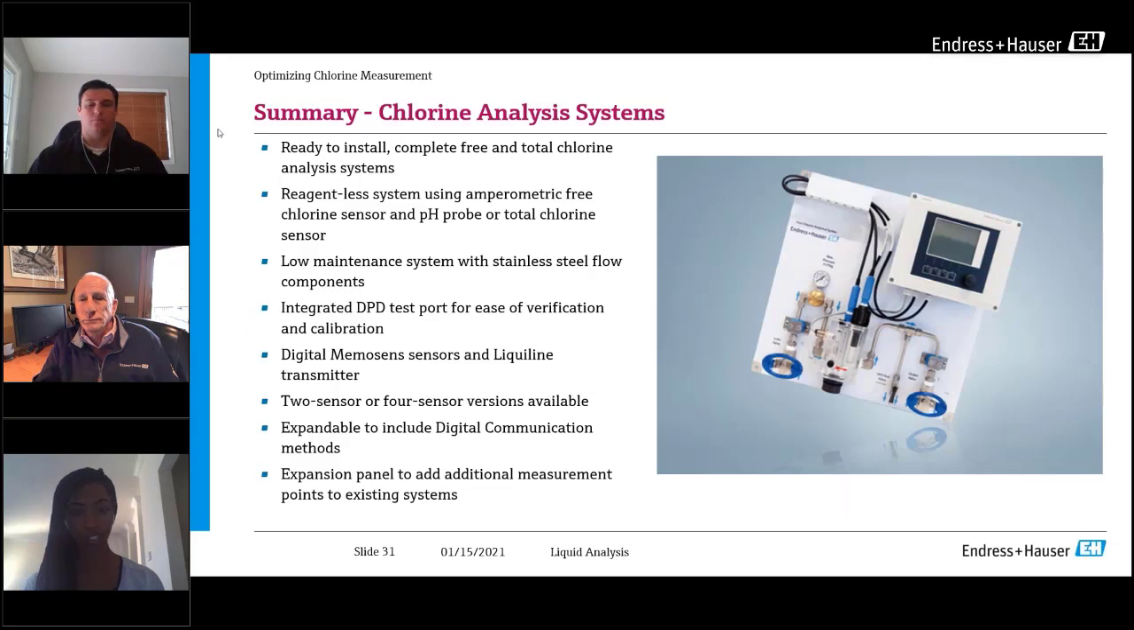There's still a good handful of questions, so I'm going to keep plugging along here. The next question I have, any issues with cell plugging with particles for total chlorine applications in wastewater? Considered using a filter before the sample cell.